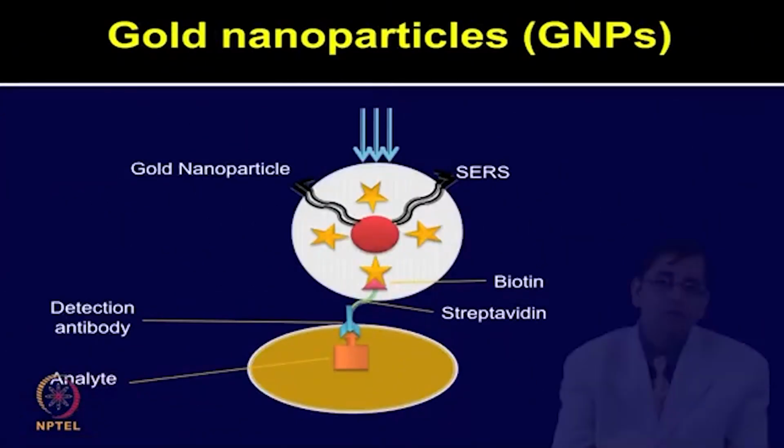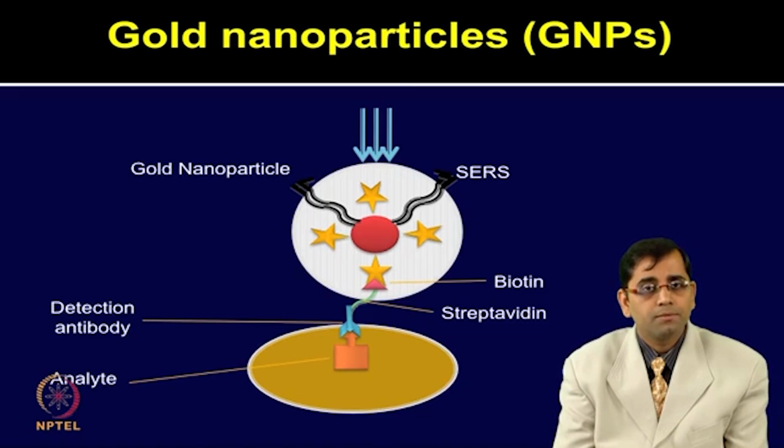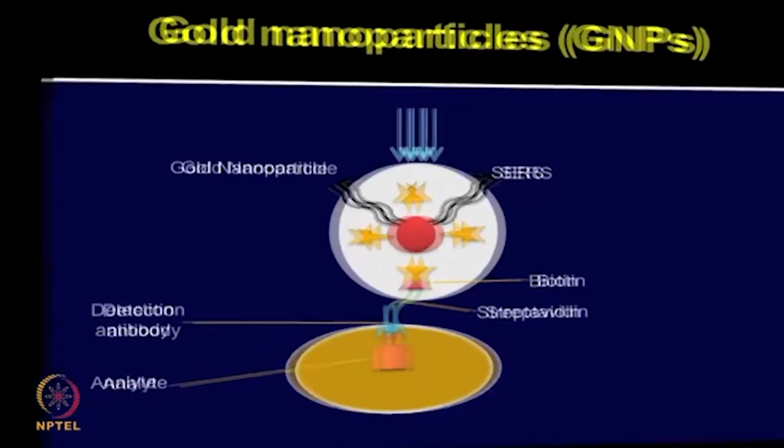The GNP labeled with suitable capture molecules exhibit a change in the emission spectrum of scattered light upon binding to the analyte of interest from a protein mixture due to specific biomolecular interactions. As you can see here in the slide, the change in the emission spectrum of scattered light is detected upon binding of the gold nanoparticle, which is conjugated with antibody, to the analyte of interest.